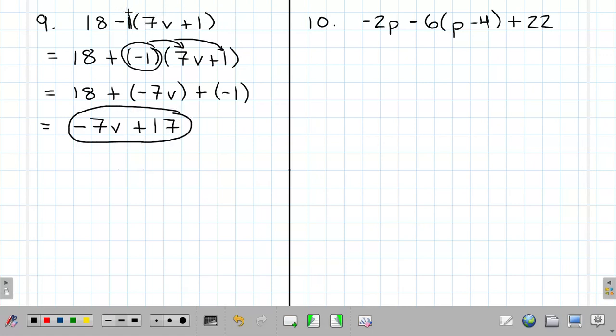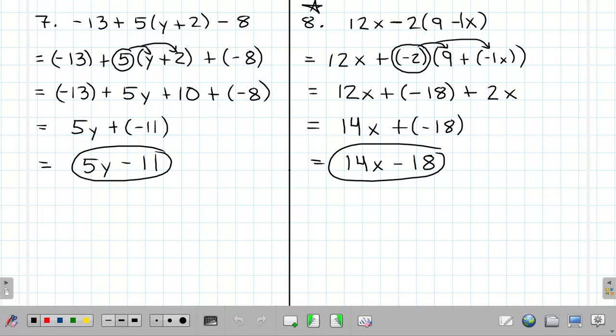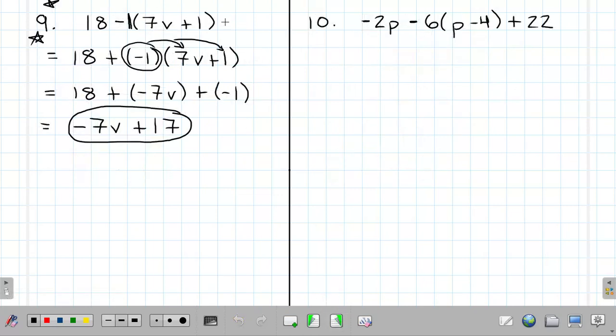But like I said, the key thing here, so I'll put little stars by this one, and I'll go back and put stars by this one, because you really have to pay attention. What are you distributing? In this case, we're distributing a negative 2. Here we're distributing a negative 1. You guessed it, on number 10, we're going to distribute a negative 6. But to clearly see that, that's why I always suggest writing it as a sum.